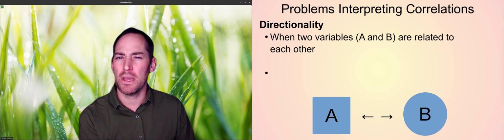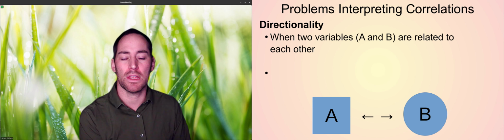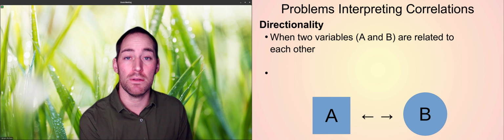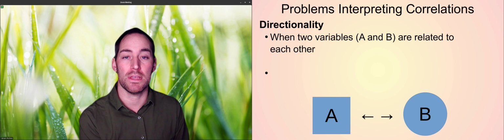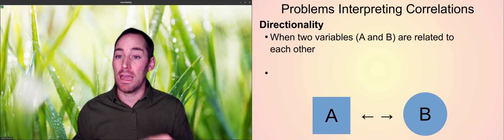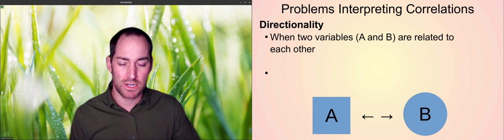So we mentioned the directionality problem a minute ago. Let's talk about this here. So when two variables are related to each other, they can be related in many directions. It might be they're both related to each other. It might be A to B. It might be B to A. So that's what we're talking about with directionality.